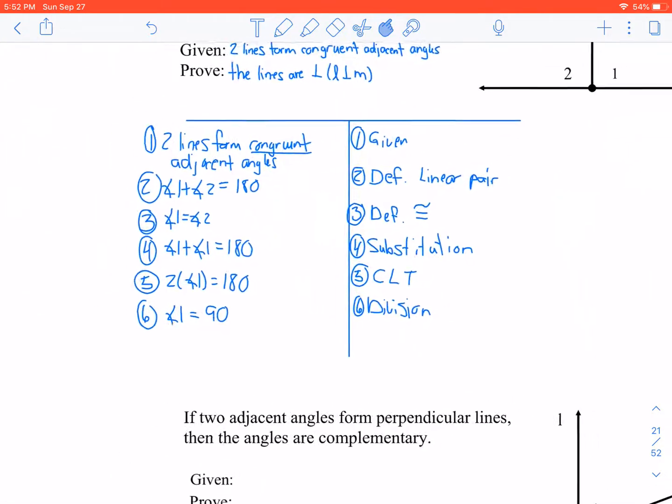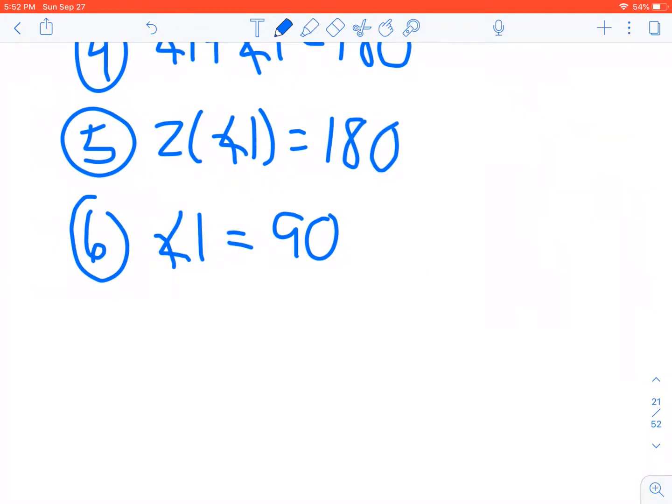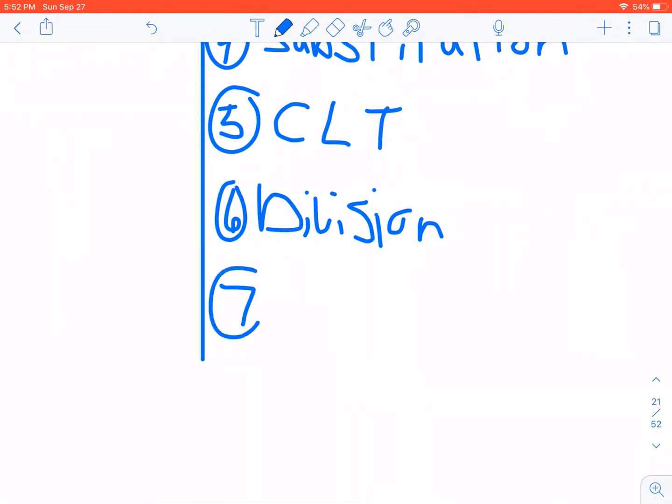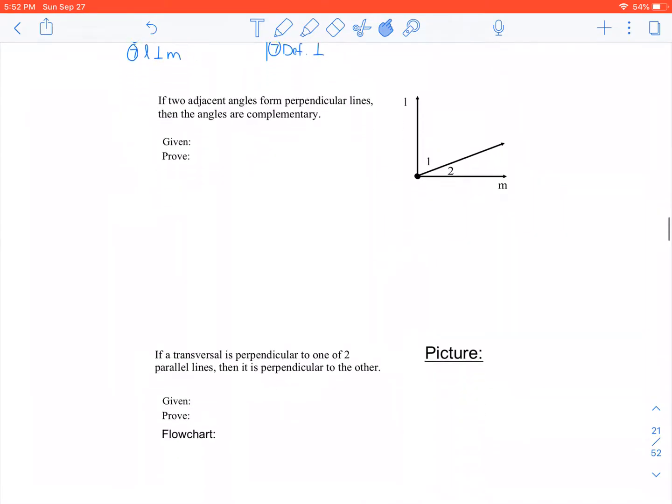Now remember what we're trying to prove here. We're trying to prove that the lines are perpendicular. Well, if angle 1 forms a 90-degree angle, the lines are perpendicular. So my last step here is L is perpendicular to M by definition of perpendicular. Because in order to be perpendicular, they form a 90-degree angle, which they do. So there's the first proof.